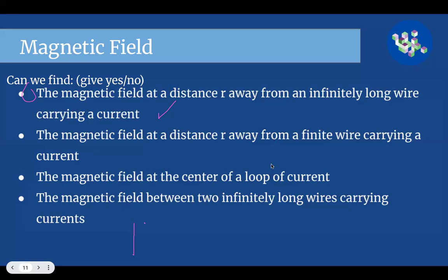You have to use Biot-Savart law. Magnetic field at the center of a loop of current. Well, that's a bit tricky. At the center of a loop of current, the magnetic field will be pointing upwards if my current is moving in this direction, because you do your right hand rule, my current curls that way, so my magnetic field will be pointing upwards.